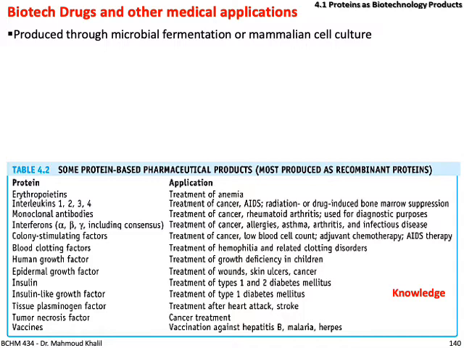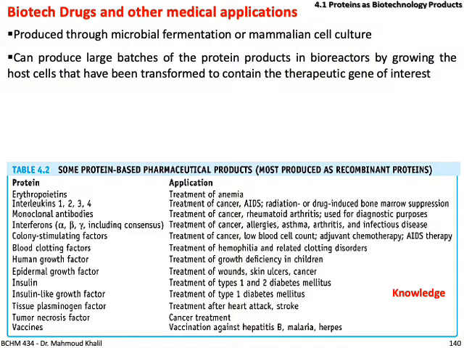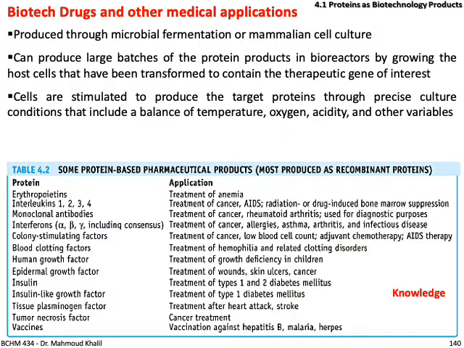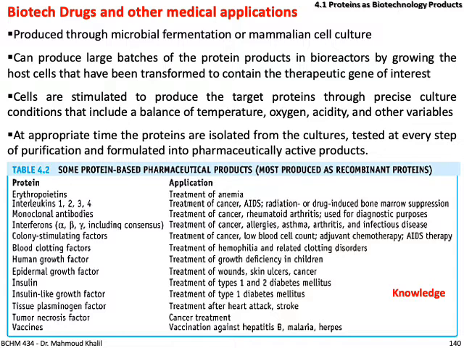These biotechnology drugs and other medical applications are produced through microbial fermentation or mammalian cell culture. These can produce large batches of protein products in a bioreactor by growing host cells that have been transformed to contain the therapeutic gene of interest. The cells are then stimulated to produce the target proteins through precise culture conditions that include a balance of temperature, oxygen, acidity, and other variables. At the appropriate time, the proteins are isolated from the culture, tested at every step of purification, and formulated into a pharmaceutical active product.